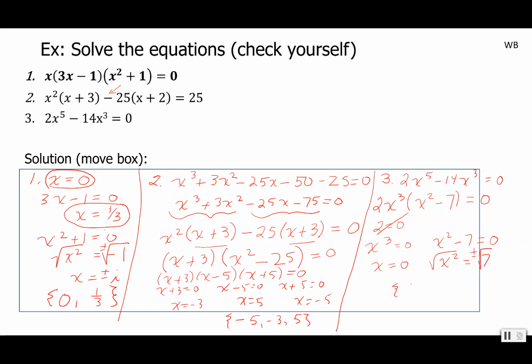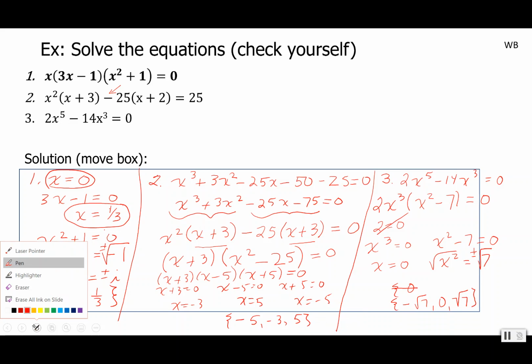My solutions are 0, oops, not in the right order. Where's my eraser? Can't find it right now, so I'm just going to write this again. We have negative square root of 7, 0, and positive square root of 7. Found my eraser just to make it pretty. There we go. So let's go on to the next slide.